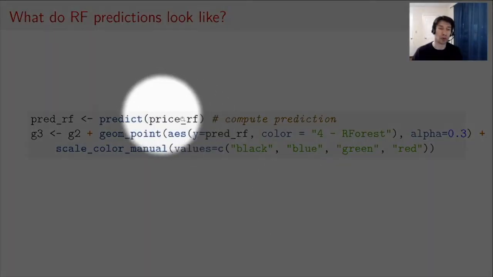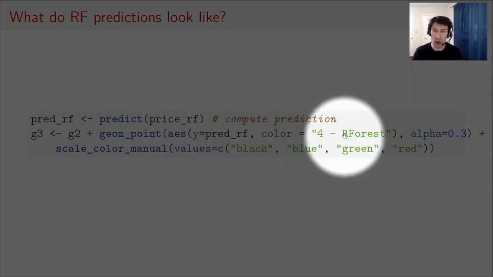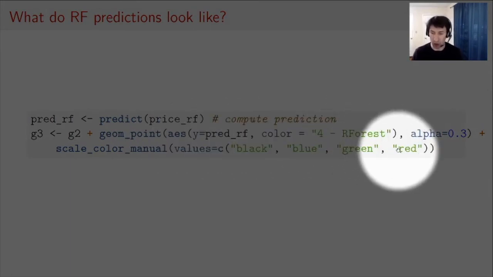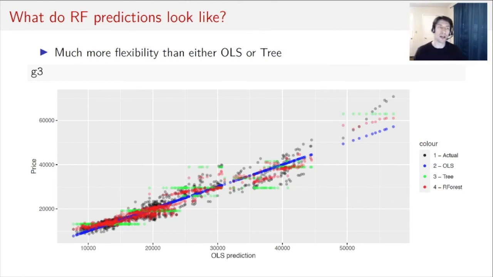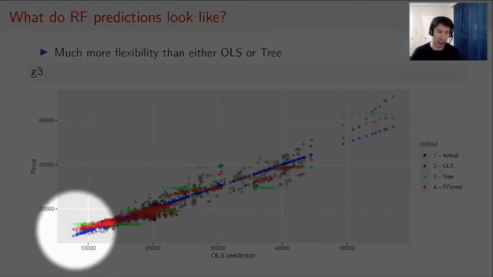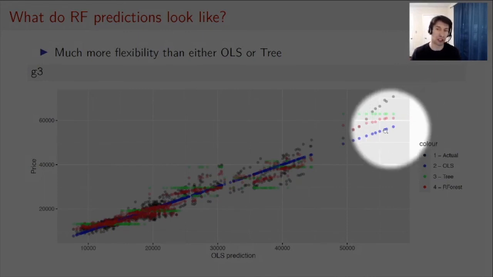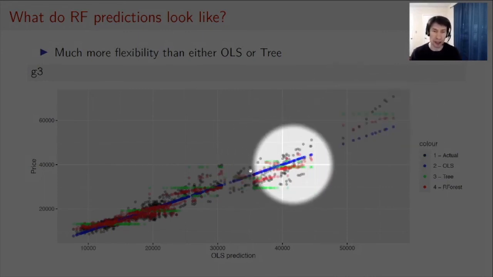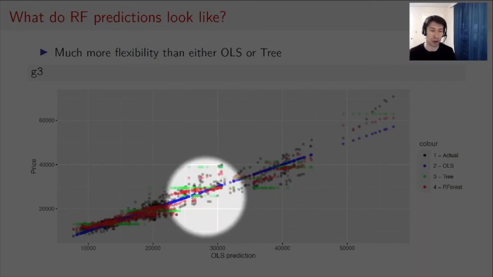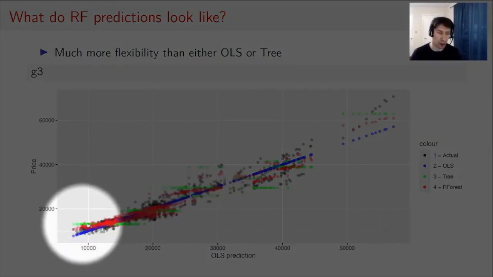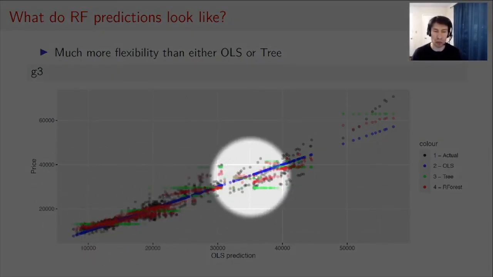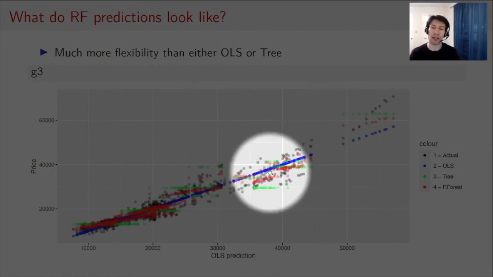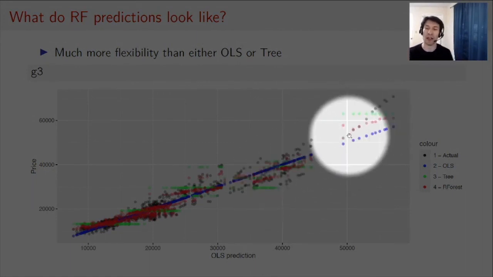Again, we compute the predictions from the random forest, and we add it to our plot. This time it's going to be in red. And here what do we see? Well, the predictions out of the forest are much, much more flexible than either the predictions of the OLS, which are just a straight line, or the predictions of the single tree, which are these flat lines corresponding each to a leaf. Here with the random forest, you can see that the predictions are much, much more dispersed and seem to be catching the features of the data a little bit better.